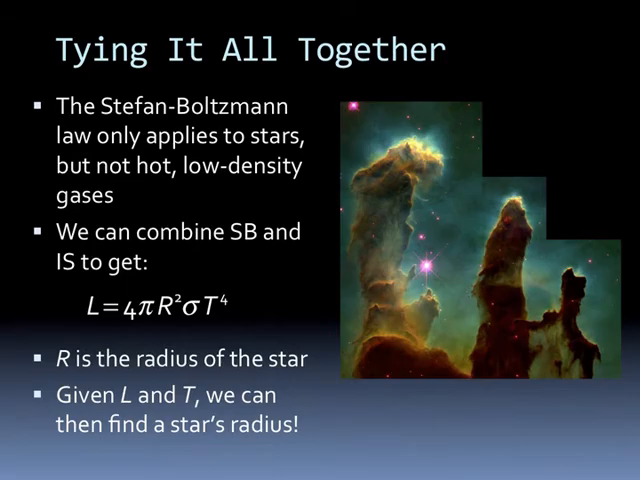Now the Stefan-Boltzmann law applies to stars, but not hot, low-density gases. We can combine the Stefan-Boltzmann and the inverse square law then to get that the luminosity is 4 pi r squared sigma T to the fourth, where r is the radius of the star. Now let's look at this. If I know the temperature from Wien's law, and I know the luminosity somehow, I can now find how big the star is, or its radius.